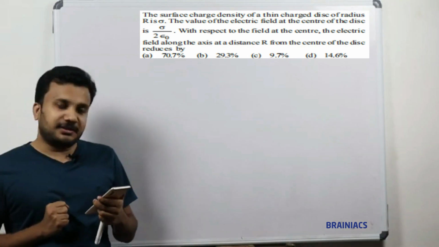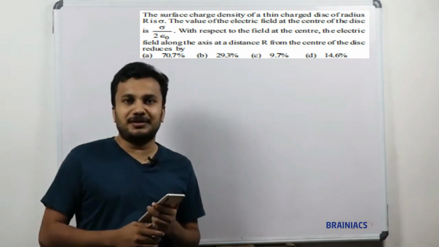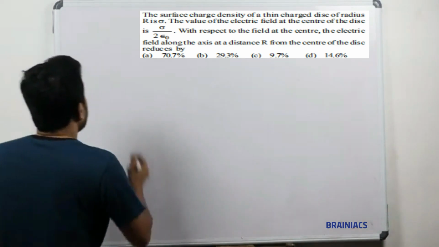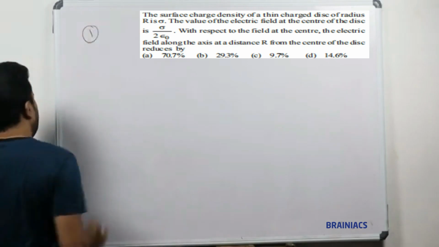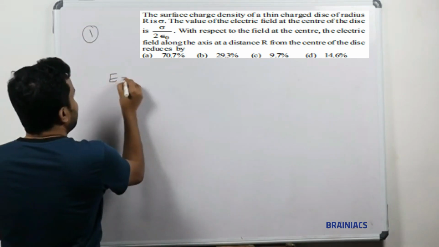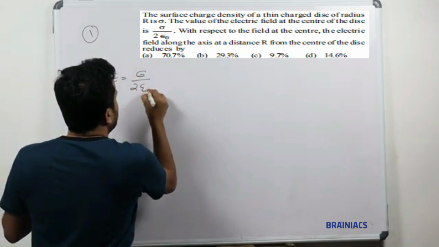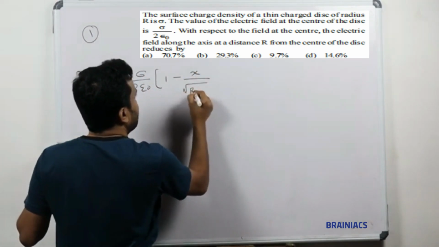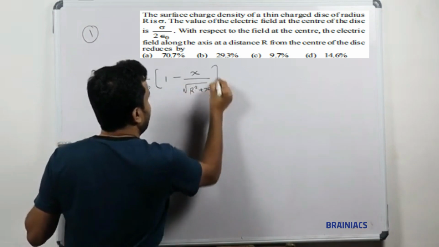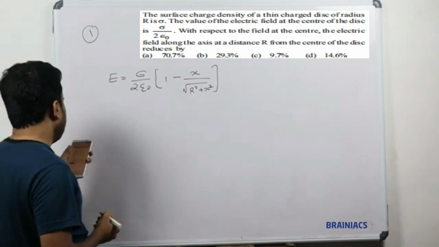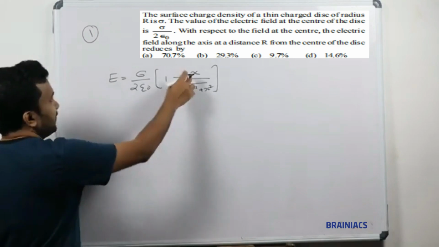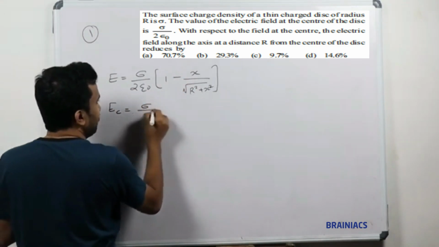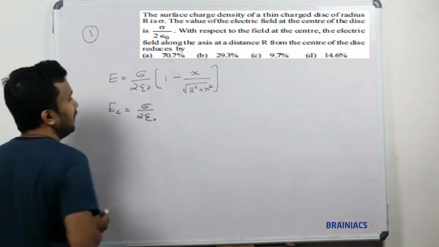So what is given here? The question is talking about a disk. We need to find the electric field intensity due to a disk. Electric field intensity due to a disk is equal to sigma by 2 epsilon 0 times 1 minus x divided by root of r square plus x square. This is the formula we know. Next, the electric field at the center is given. Center means x equal to 0. When x is equal to 0, what will come? Sigma divided by 2 epsilon 0.